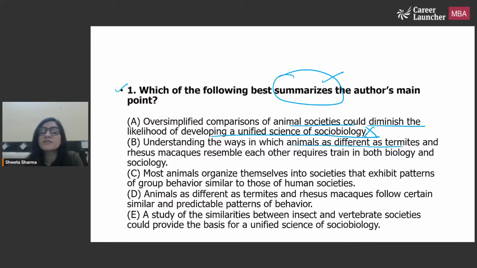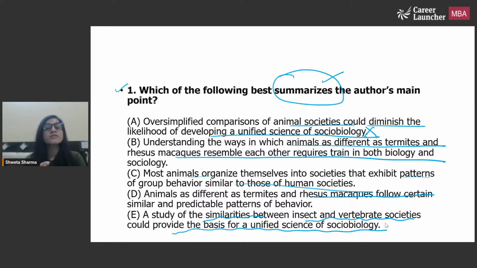Option B: understanding the ways in which animals as different as termites and Rhesus macaques resemble each other requires training in both biology and sociology. Option C: most animals organize themselves into societies that exhibit patterns of group behavior similar to that of human societies. Option D: animals as different as termites and Rhesus macaques follow certain similar and predictable patterns of behavior. Or is it E: a study of the similarities between insect and vertebrate societies could provide the basis for a unified science of sociobiology? That's what is happening here, isn't it? We find a similarity between the insect and the vertebrate societies, right?